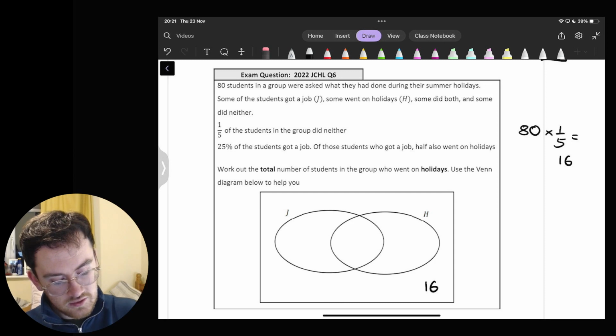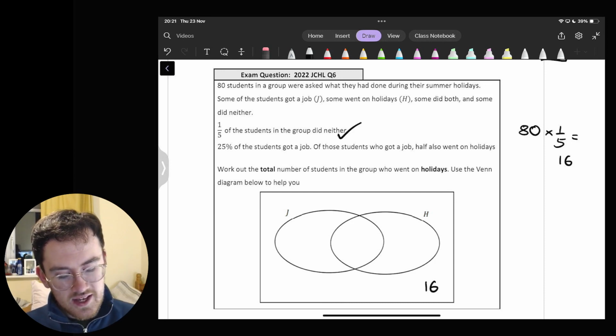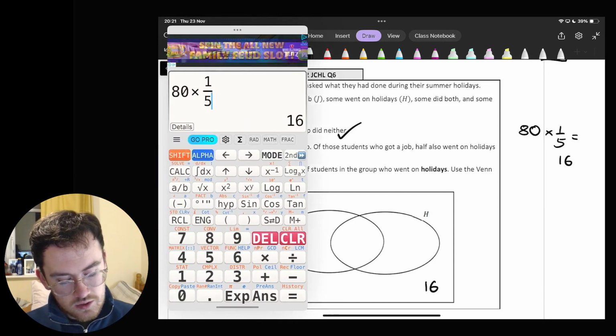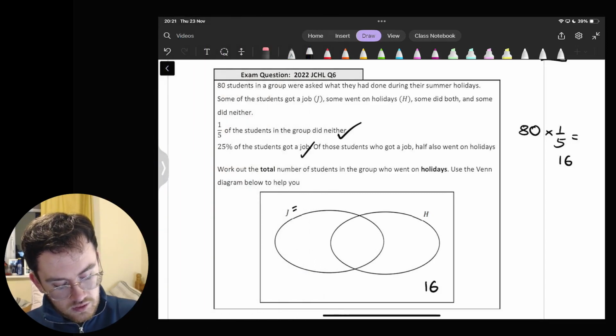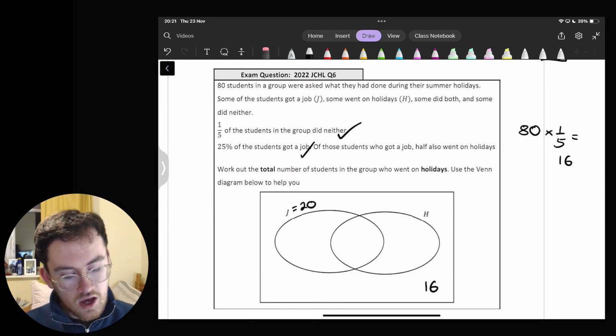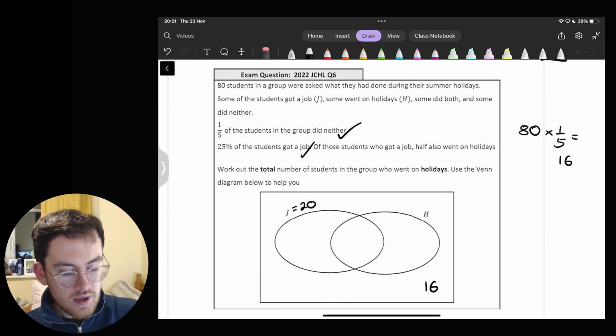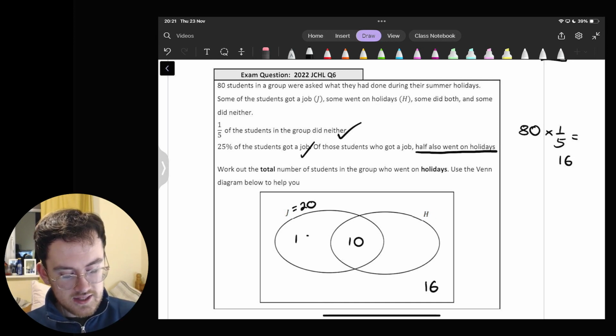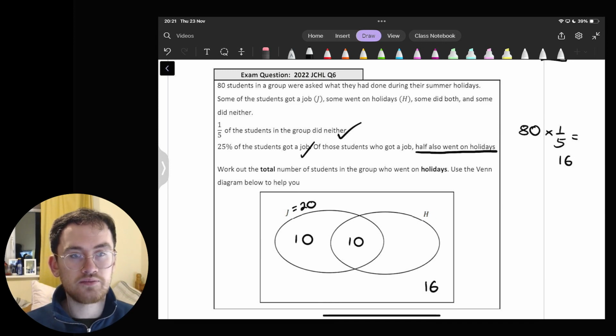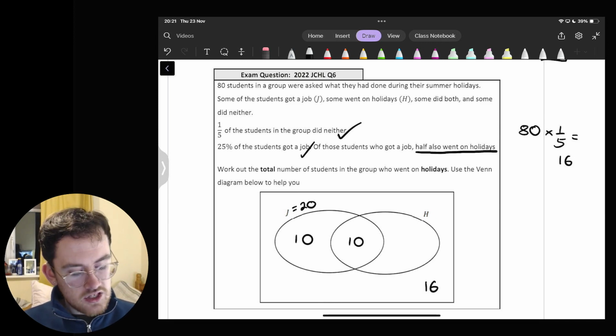Okay, so I've ticked off this part, I've used it. 25% of the students got a job. 25% is the same as a quarter, so dividing it by 4, 20 people got a job. Altogether, 20 got a job. Of those students who got a job, half also went on holidays. So if 20 got a job, 10 of them went on holidays, and 10 of them just stayed in their job.